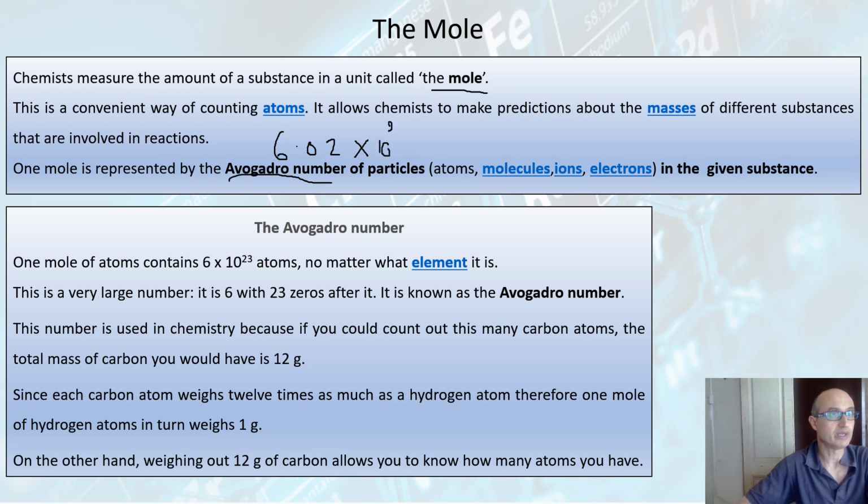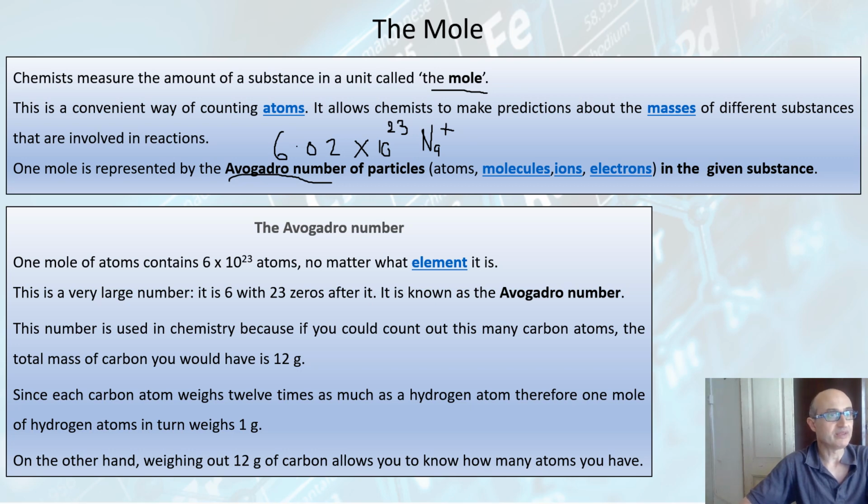Now you could have a mole of anything. You could have a mole of atoms, a mole of molecules, a mole of ions. I remind you that ions are charged chemical species. They can either be positively or negatively charged. So if I say that I have a mole of sodium ions, I would have 6.02 times 10 to the 23 of Na+.